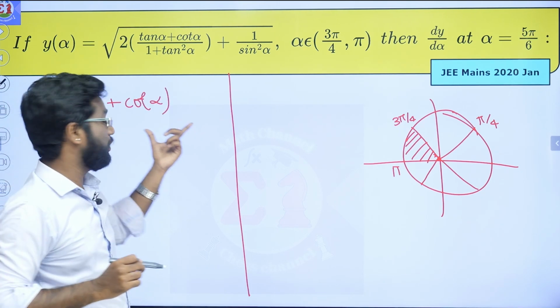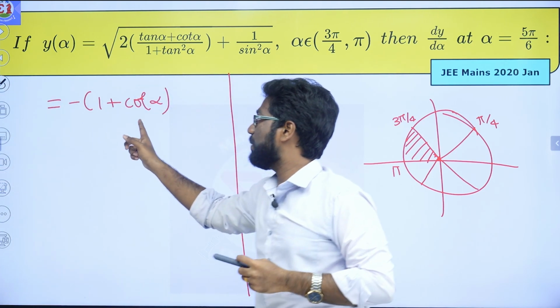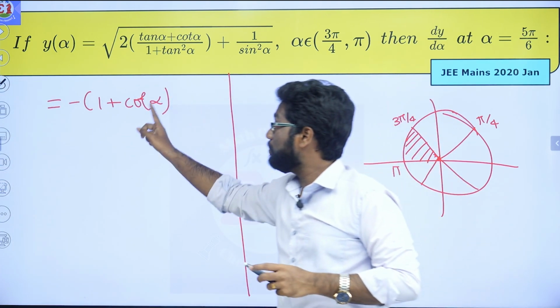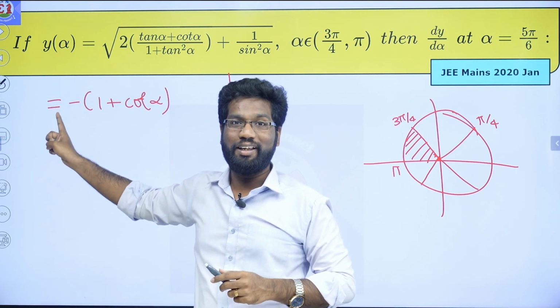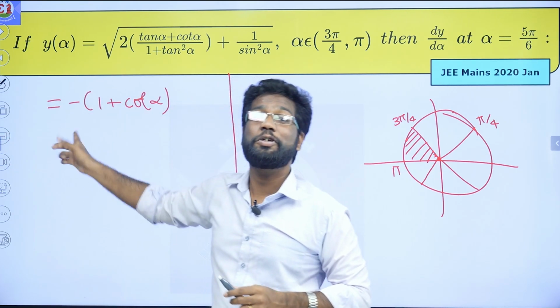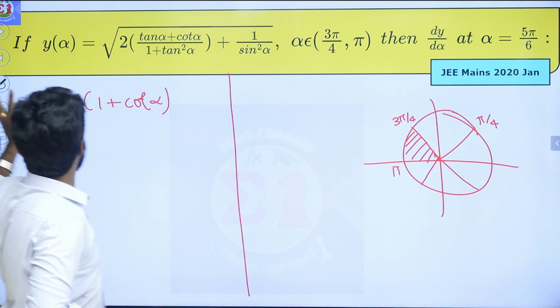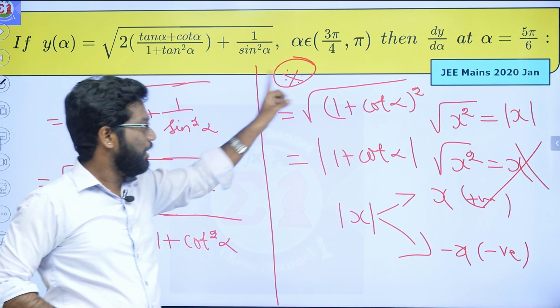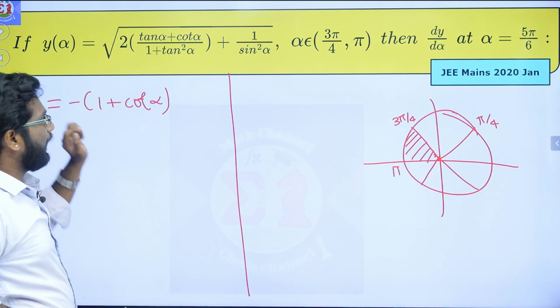You have to be very careful. This part is very, very important. 1 plus cot alpha into minus. This minus plays the vital role over here. Because of this, you will lose the mark. These two steps are the crucial steps, my dear students: converting into modulus and modulus into negative.